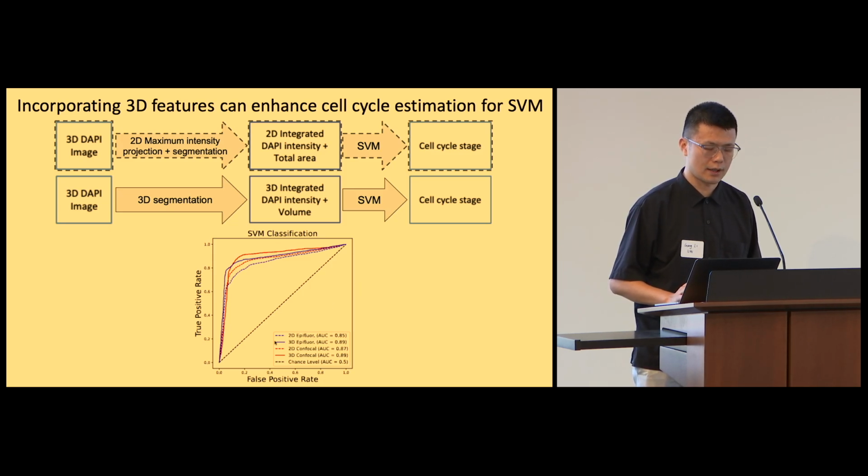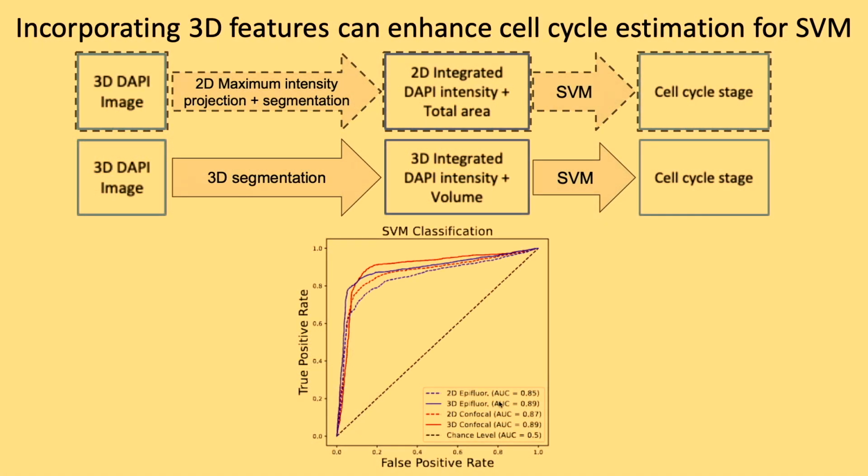Interestingly, we found that using 3D features with a purely SVM model significantly outperforms using the 2D features for both datasets. The blue curves represent the epifluorescence dataset, the red curves represent the confocal dataset, and the solid lines are the models with the 3D morphologic features, while the dashed lines are the 2D morphologic features.